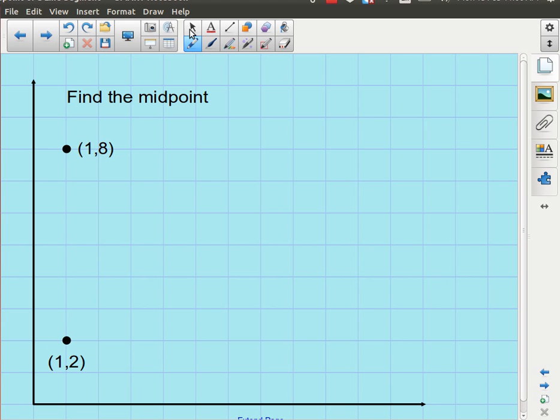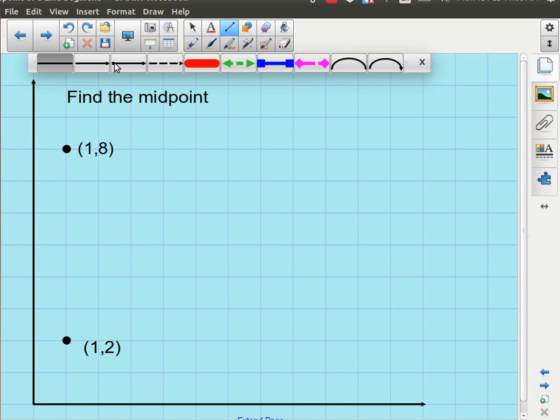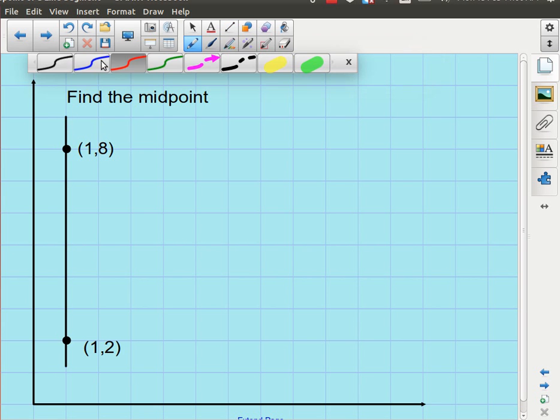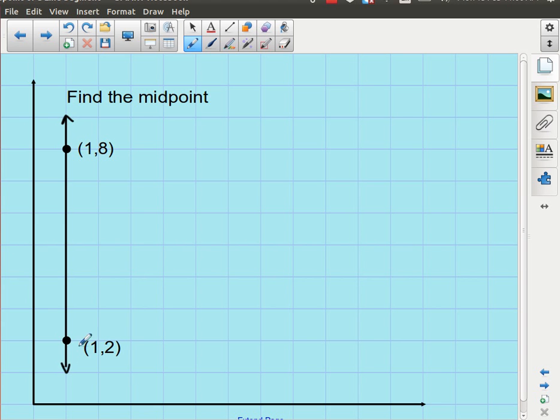Now we've got a vertical line, and we're being asked to find the midpoint of this line. So draw in my vertical line. And let's find the midpoint of that one. Okay, well in this case the y values are the things that are changing this time. So this is y equals 2, and then we've got 3, 4, 5, 6, 7, and 8. And if we take a look here again, just looking visually, you can see that the midpoint is here.